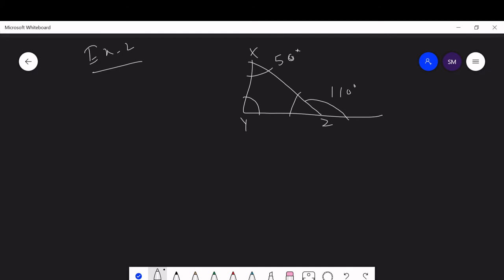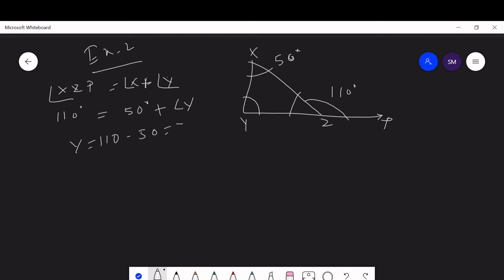Then according to the exterior angle property, suppose this is P. According to the exterior angle property, angle XZP is equal to the sum of the two interior opposite angles. Here XZP is given as 110 degrees and angle X is given as 50 degrees. Then the measure of Y is equal to 110 minus 50, which is equal to 60 degrees. Then angle Y is equal to 60 degrees.